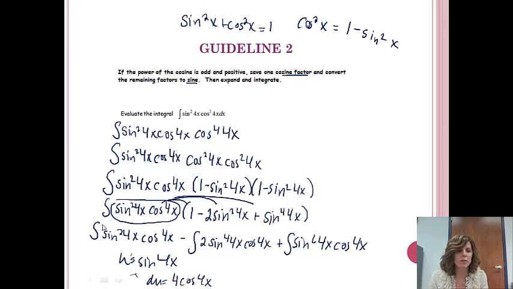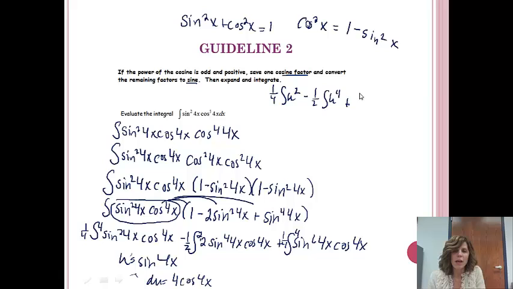You'll notice this first one is missing a 4, so we'll put a 1/4 on the outside. The second one, I'd really only need to multiply it by 2, so we'll put a 1/2 on the outside. And the third one, again, I need to multiply by 4, so 1/4 on the outside. So let's write what we have. We've got 1/4 the integral of u squared, and then minus 1/2 the integral of u to the fourth, and then plus 1/4 the integral of u to the sixth.